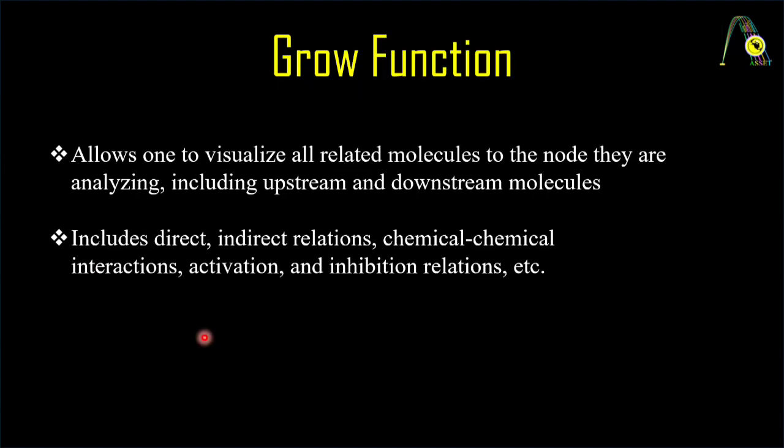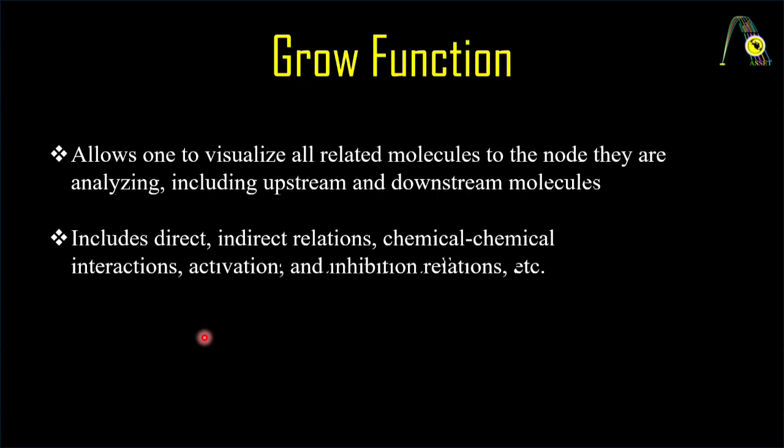All right. So before we delve into that, we'll just do a quick 5-10 minute refresher on how the grow feature and the path explorer feature work, in case you may have forgotten from the last session, or just as a general refresher as well. So basically the grow feature allows you to visualize all the related molecules to the node that you're analyzing. And that includes both upstream and downstream. So upstream being molecules or nodes that affect the node that you're analyzing.